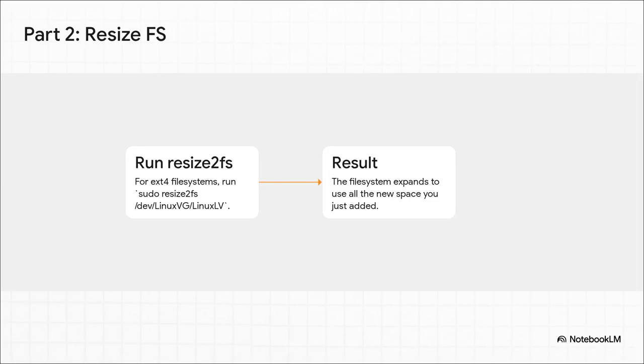And this is the final, critical piece of the puzzle. You have to run a command like resize2fs. This command talks directly to the file system and says, hey, wake up, you've got all this new room to play with. Go ahead and expand to fill it all up. Once you run this, that new 2 gigabytes finally becomes usable. This two-step process, extend the volume, then resize the file system, is the secret sauce.